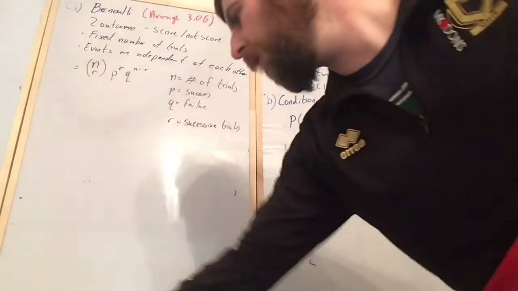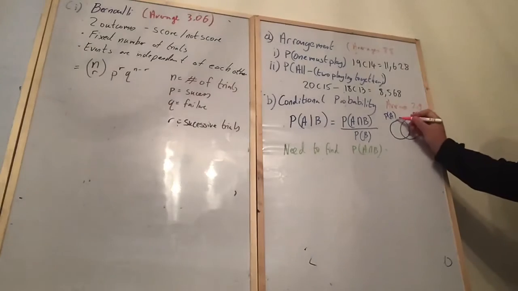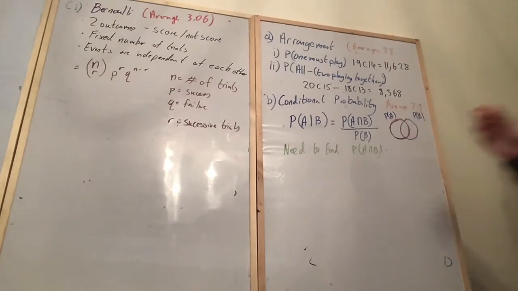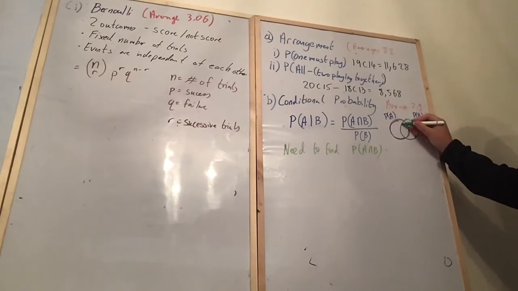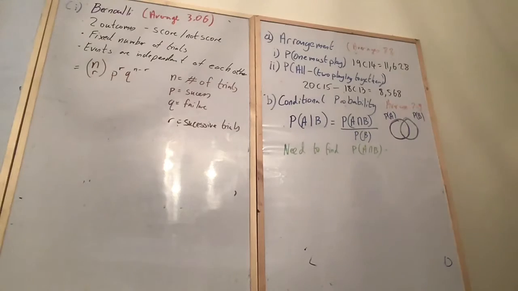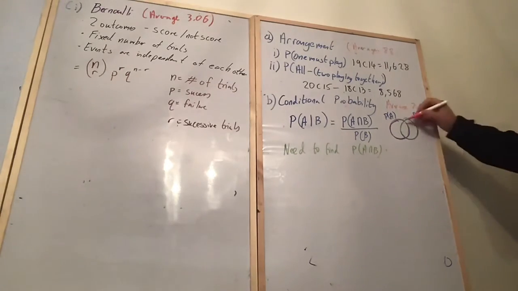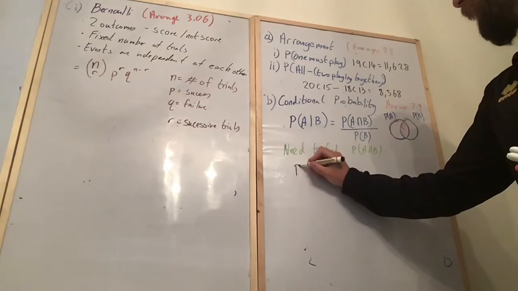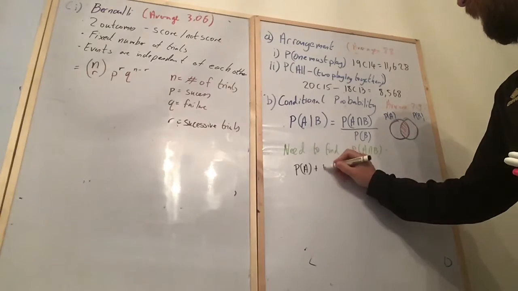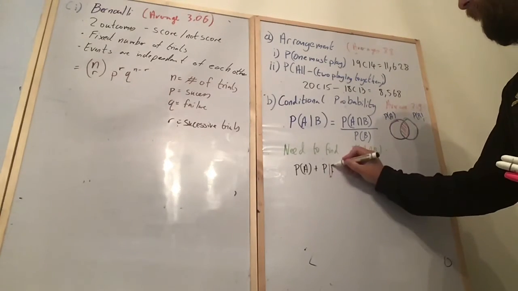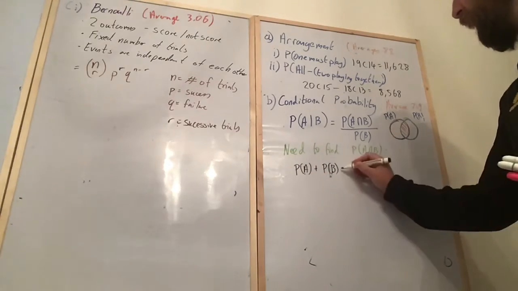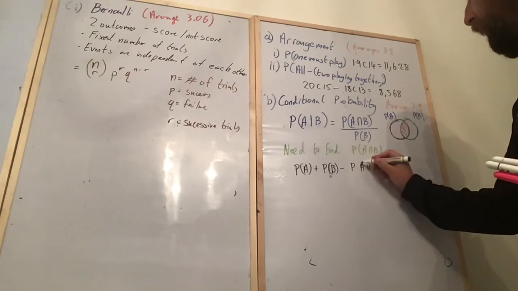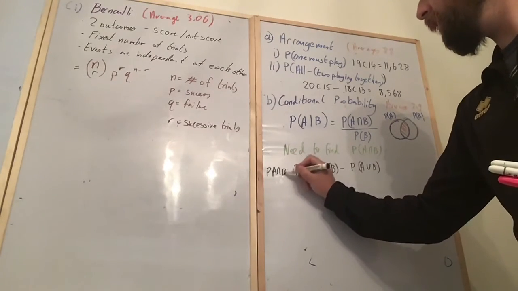Just get another marker. Pink with it. Okay, so remember that the probability of A is everything in A, and the probability of B is everything in B, where the intersection part is in both A and B. So you are given the probability of A, the probability of B, and the probability of A union B. To find the probability of A intersection B, it is P of A plus P of B, and then you take away the probability of A union B. That's how you will find the intersection.